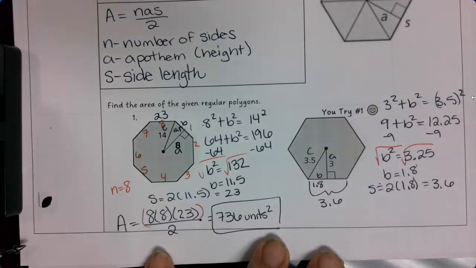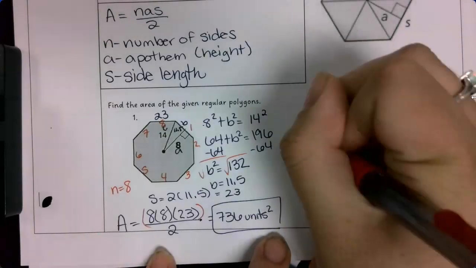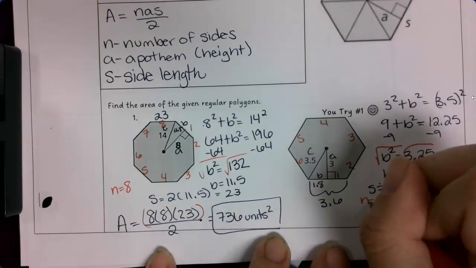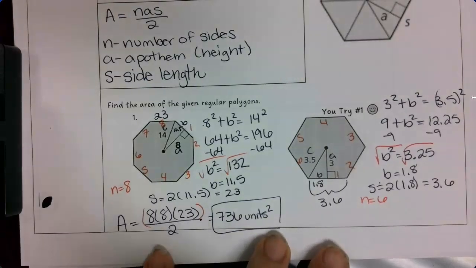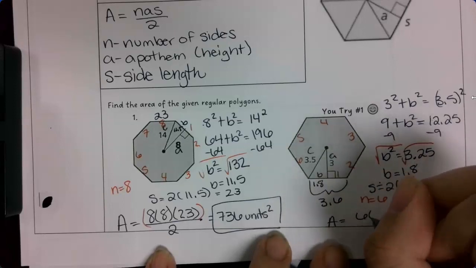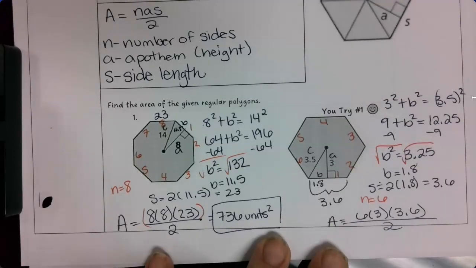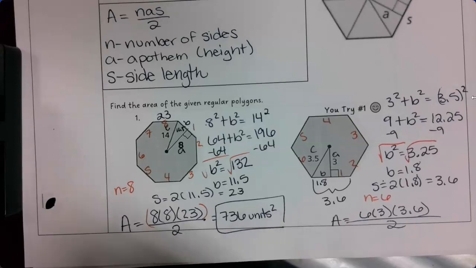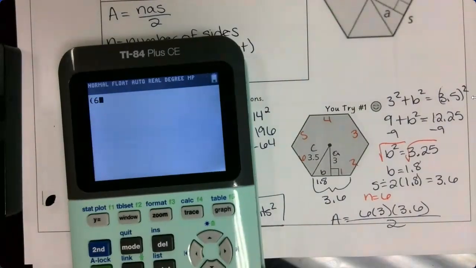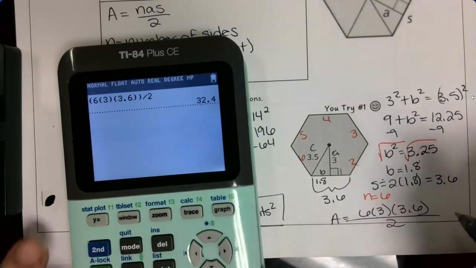I have my S and my A. Now I need to figure out my number of sides. So I'm going to go ahead and count. I have 1, 2, 3, 4, 5, 6. So plugging into my formula, I have 6 times my apothem was 3, my side length was 3.6, divided by 2. Typing in my calculator gets me 32.4 units squared.